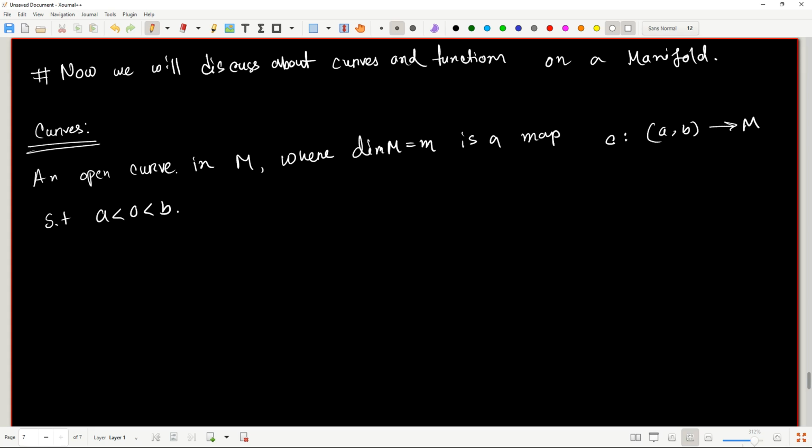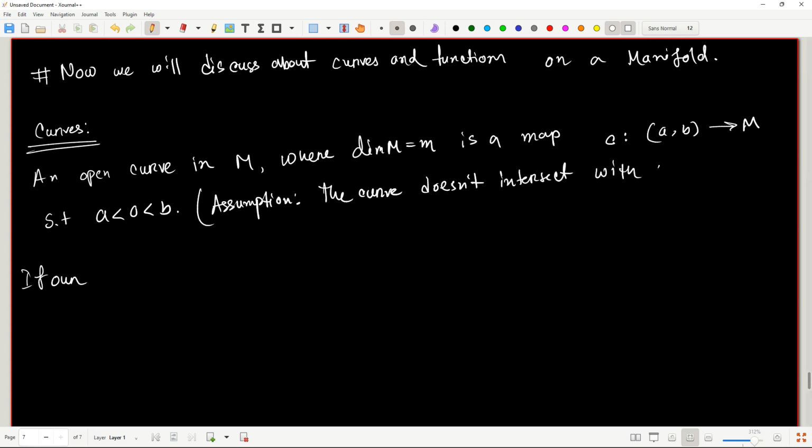Here, when we defined the open curve, we assumed that the curve doesn't intersect with itself. So the assumption is the curve doesn't intersect with itself.